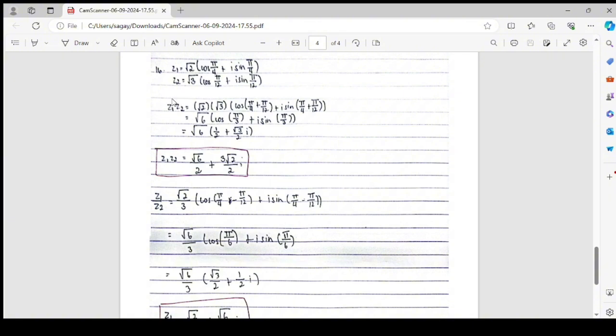So we use z1 z2 is equal to, we put these two on the left side, so we get the square root of 2 multiplied by the square root of 3, then cosine, copy, then like we did in number 15, we will add this together using the positive sign because we are getting the product. So we get pi over 4 plus pi over 12. Then we do the same on this side, so we get plus i sine pi over 4 plus pi over 12. So we simplify. 2 times 3 is 6, so we get square root of 6 cosine. If we put this in a calculator, or if we just simply simplify, we will get pi over 3 plus i sine pi over 3 since it's the same equation.